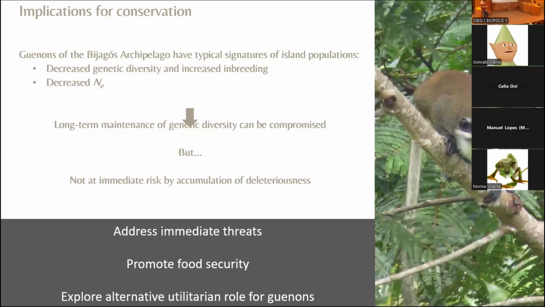Another big issue at the Bijagó Archipelago is not necessarily a conservation issue, it's about food security. What can we do in a region where people really depend on the monkeys to eat? This probably needs to be addressed before, or at the same time as we address the biological aspect of the guenons. And potentially explore some alternative utilitarian role for the guenons so that people associate them positively as they do in terms of food, but changing the food aspect of it. Because people are bringing money to see the guenons, that could be an alternative utilitarian role for these guenons.